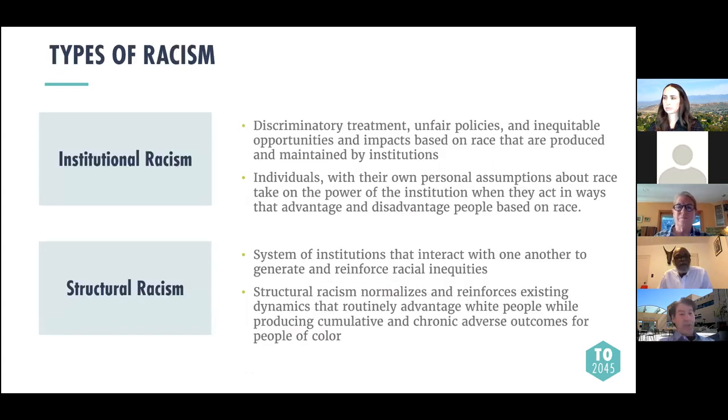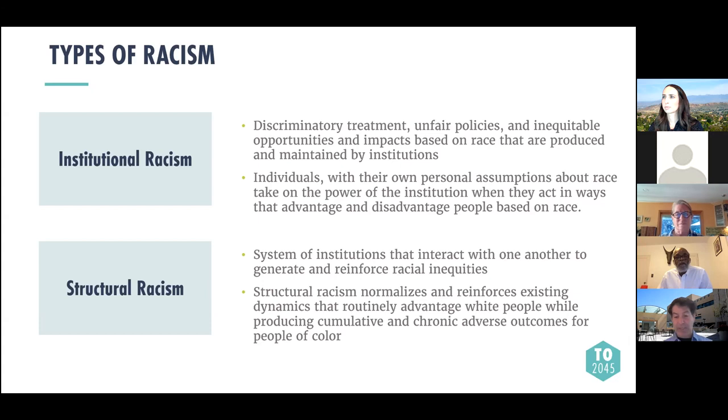So I want to take a bit of a shift here, because what is going on with a lot of this is racism, and it's not necessarily the racism of individuals, which is what we commonly think about. I want us to be on the same page about these different types of racism. There are generally two types of racism that really impact a general plan and planning: institutional racism and structural racism. When we say institutional racism, we're really talking about the discriminatory treatment, unfair policies, and inequitable opportunities and impacts based on race that are produced and maintained by institutions.